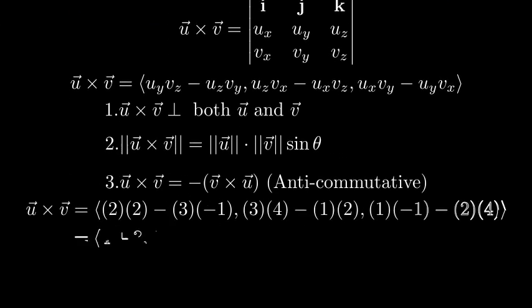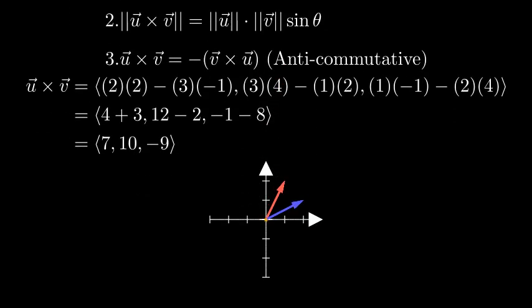Let's calculate the cross product for our example vectors. For the x component, 2 times 2 minus 3 times negative 1 equals 4 plus 3 equals 7. For the y component, 3 times 4 minus 1 times 2 equals 12 minus 2 equals 10. For the z component, 1 times negative 1 minus 2 times 4 equals negative 1 minus 8 equals negative 9. So, u cross v equals angle bracket 7, 10, negative 9 angle bracket.